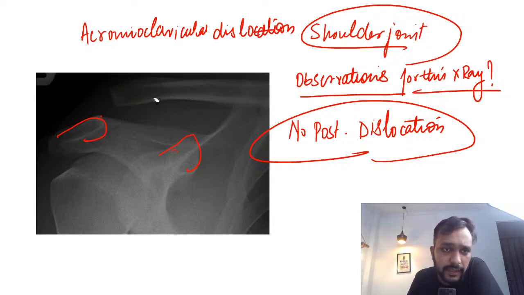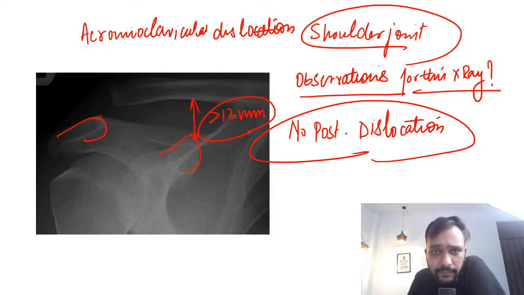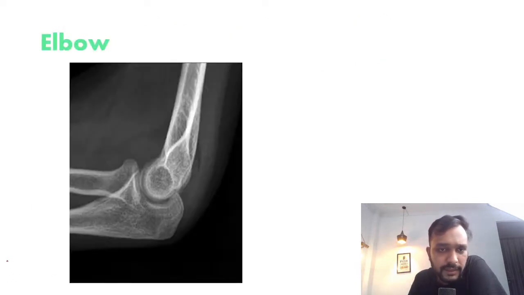And what else can we see here? The distance between the clavicle and the coracoid process, the coracoclavicular distance, is more than 13 mm. So when the coracoclavicular distance is more than 13 mm, you can say that this is a case of, anyone? I want everyone to reply. This is a case of acromioclavicular dislocation, right?